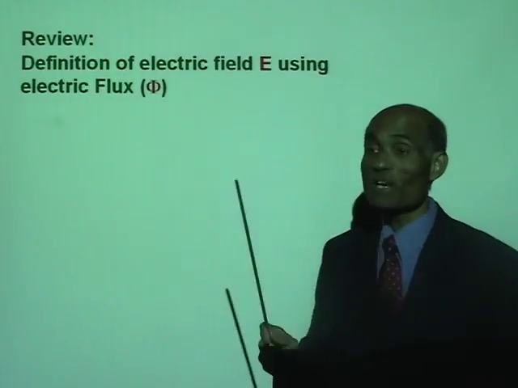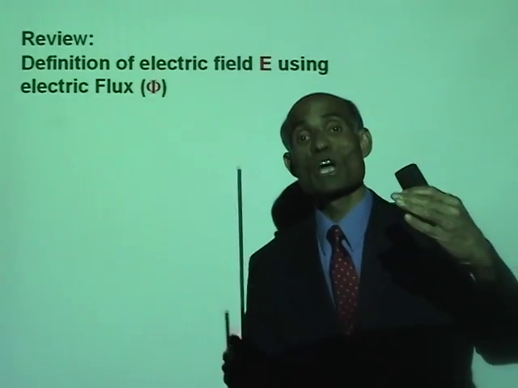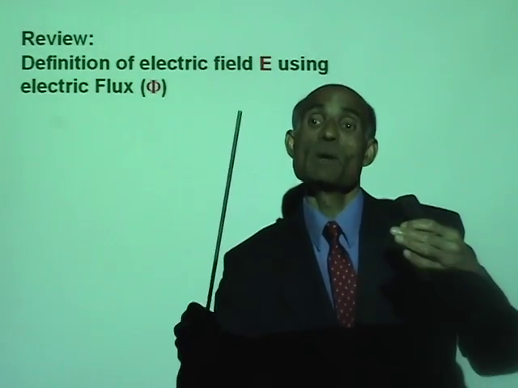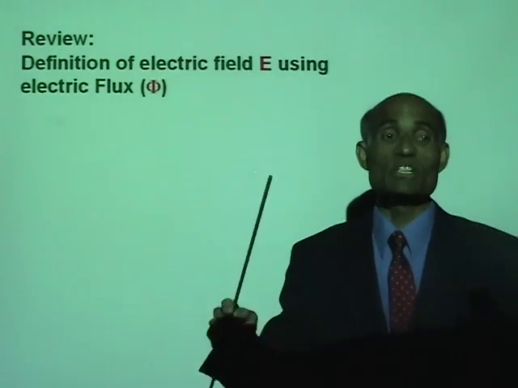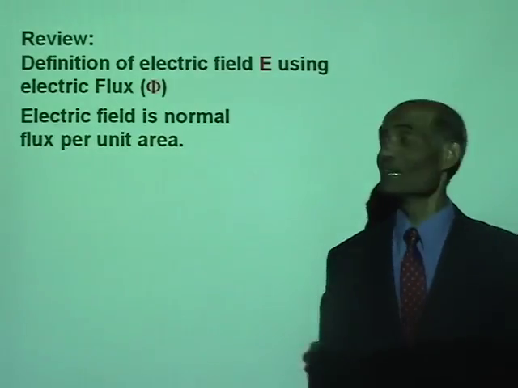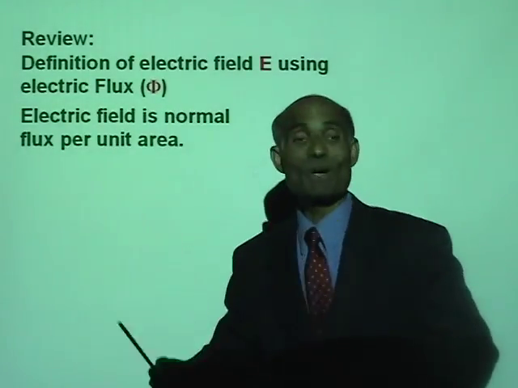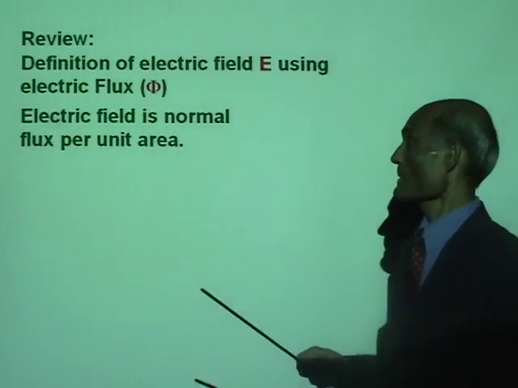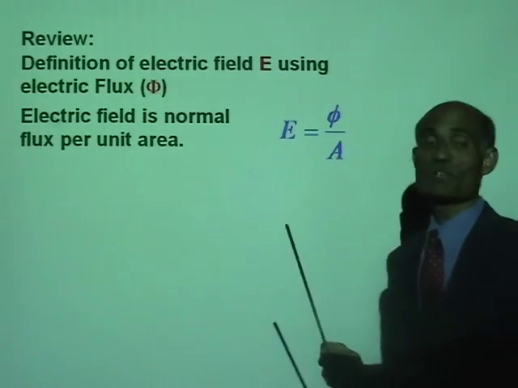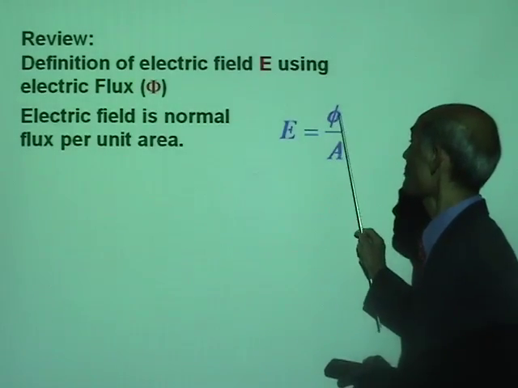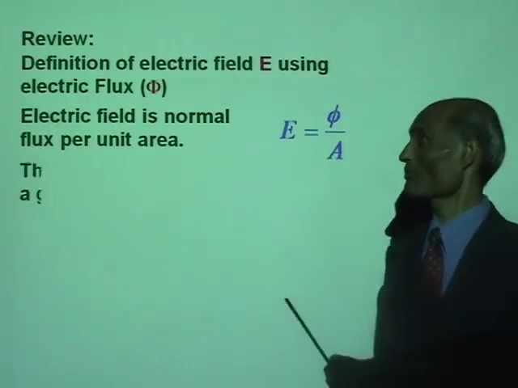An electric field at a point is the flux crossing at right angles to unit area that contains that point. Is that right? So electric field is the normal flux per unit area. In other words, E equal to flux per unit area. Remember, the flux phi must be the normal component or the normal flux.